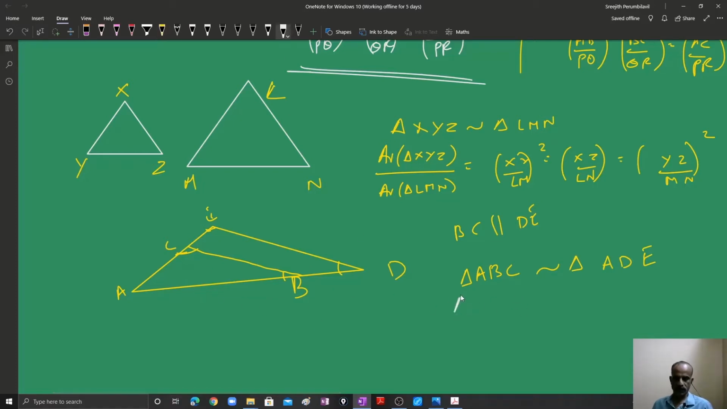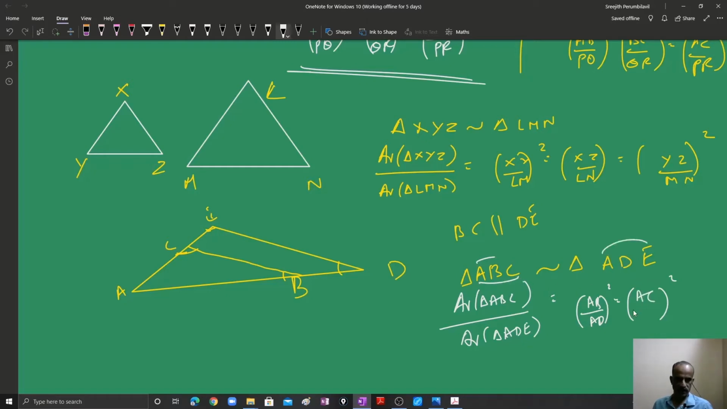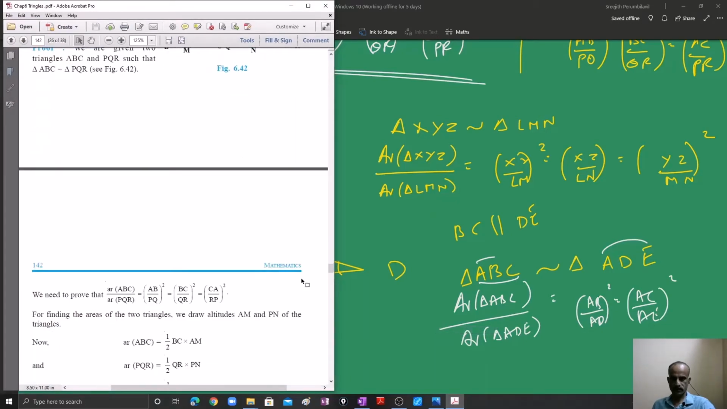Therefore, what? Area of triangle ABC divided by area of triangle ADE is equal to square of something. What? Square of the ratio of their corresponding sides. Which are the corresponding sides? AB by AD, or BC, any order. If I am taking AC, the corresponding side is AE, whole square, and so on. This is the idea. To begin with, we will do one simple question from the exercise.